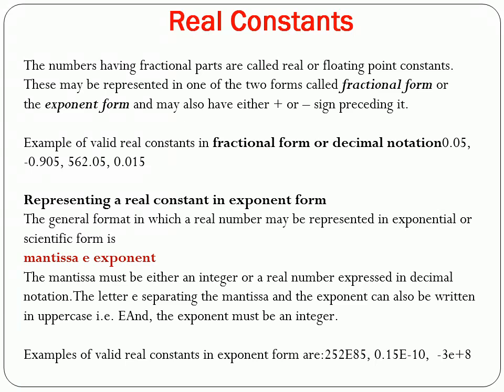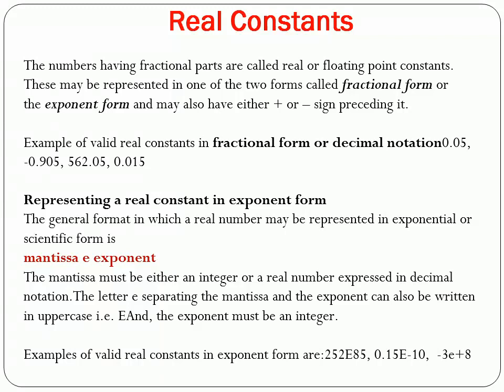Next one is real constant. The numbers containing fractional parts are called real or floating point constants. Floating point constants can be represented in two forms: one is fractional form and another is exponent form. Whatever the form, it may have either a plus or minus sign preceding it. In this slide we have given examples for fractional form as well as exponent form.